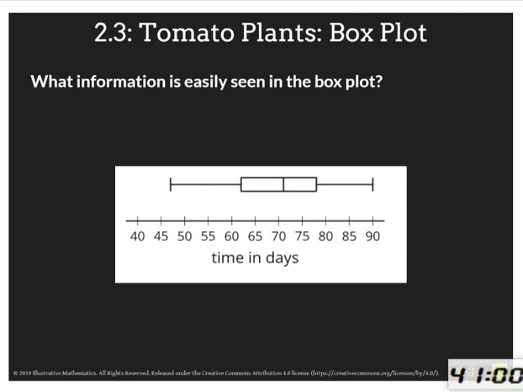All right, quick write. How about 30 seconds? What information is easily seen in a box plot? 41:35, go.